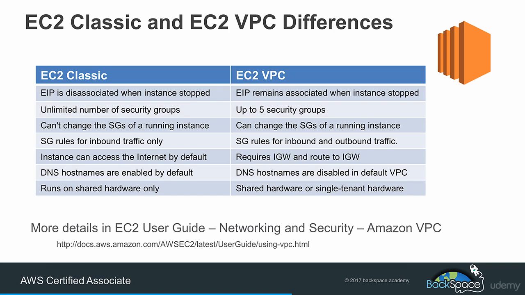And EC2 Classic only allows your instances to run on shared hardware, whereas in VPC, you can have shared hardware, or you can actually have single-tenant hardware if you would like. There are more details on that in the docs, in the EC2 user guide under Networking and Security, Amazon VPC. It's good to understand that table that's in there and make sure that you fully understand the difference between EC2 Classic and EC2 VPC, even though you may never run into an EC2 Classic instance.